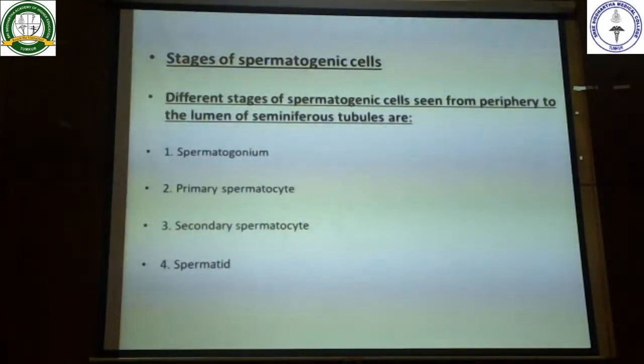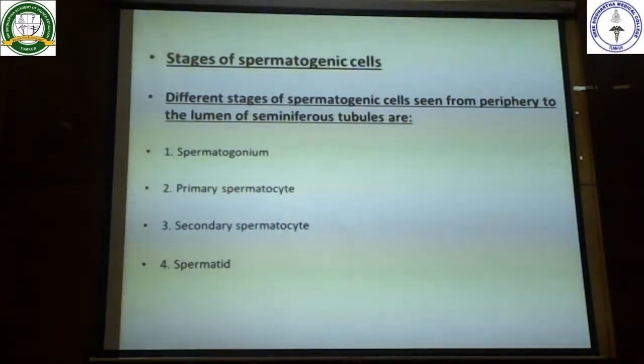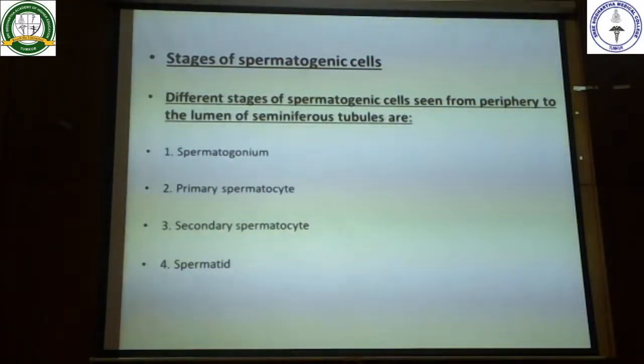Now coming to what are the stages of these spermatogenic cells. From the periphery to the lumen of the seminiferous tubules, I repeat once again, it is from the periphery of the seminiferous tubule towards the lumen. The mature sperms are thrown into the lumen of the seminiferous tubules. So by this you should understand that nearing the lumen, a more matured stage of a sperm should be there.